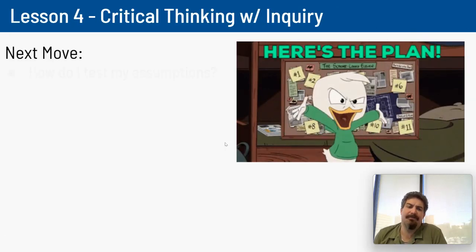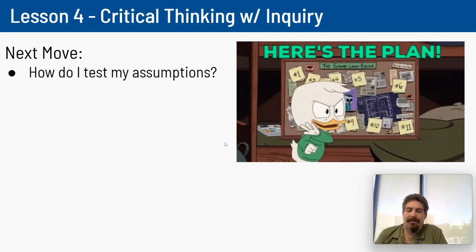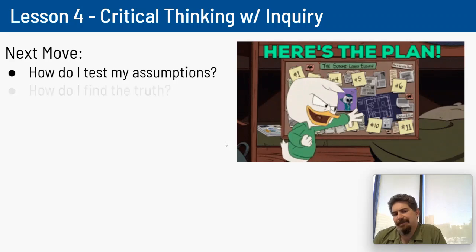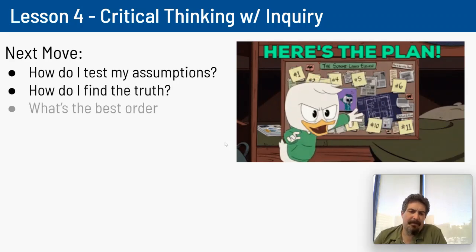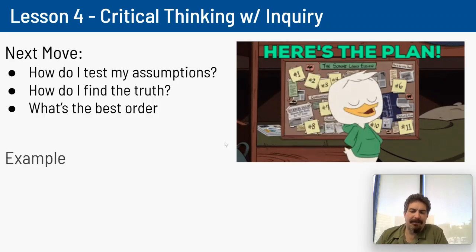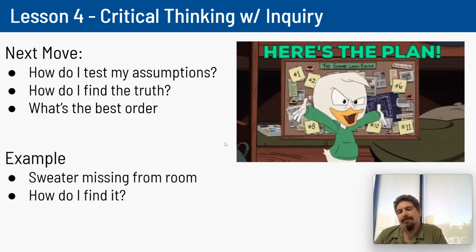So your next move: how do you test the assumptions? If you assume that, oh yeah, it was taken, or this happened, how do you test to make sure that actually happened? How do you find the truth, find what actually is really true? And what's the order of operation to figure these things out? So, an example, the sweater that's missing: how do you find the sweater?